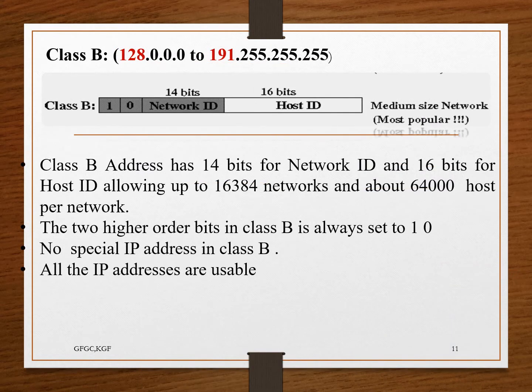Class B ranges from 128.0.0.0 to 191.255.255.255. Class B addresses have 14 bits for the network ID and 16 bits for the host ID, allowing up to 16,384 networks and about 64,000 hosts per network. The two higher order bits in Class B are always set to 1 and 0. Class B is used for organizations requiring medium-sized networks, like IRCTC, railways, banking, etc. There are no special IP addresses in Class B. All the IP addresses are usable.